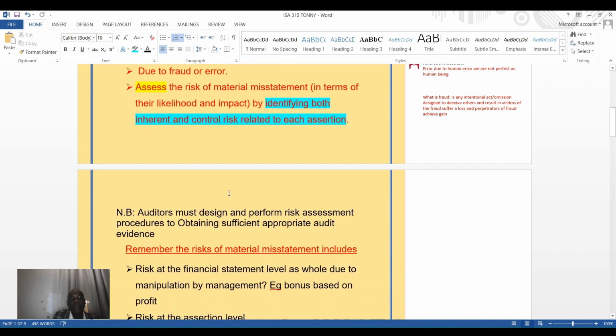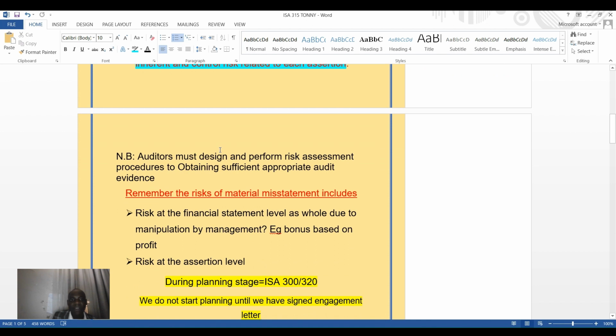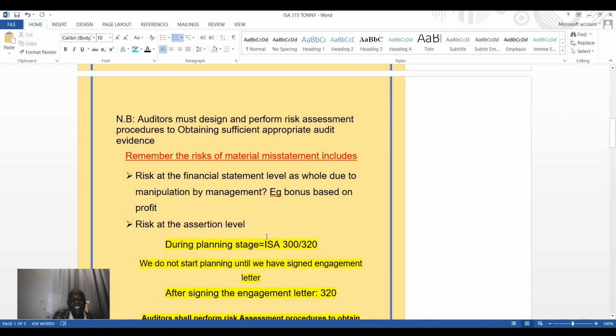Note that auditors must design and perform the risk assessment procedures to obtain sufficient appropriate audit evidence. Remember, the risk of material misstatement includes risk at the financial statement level as a whole due to manipulation by management. This one, guys, I've explained the risk at the assertion level. Now we're going to the planning stage.